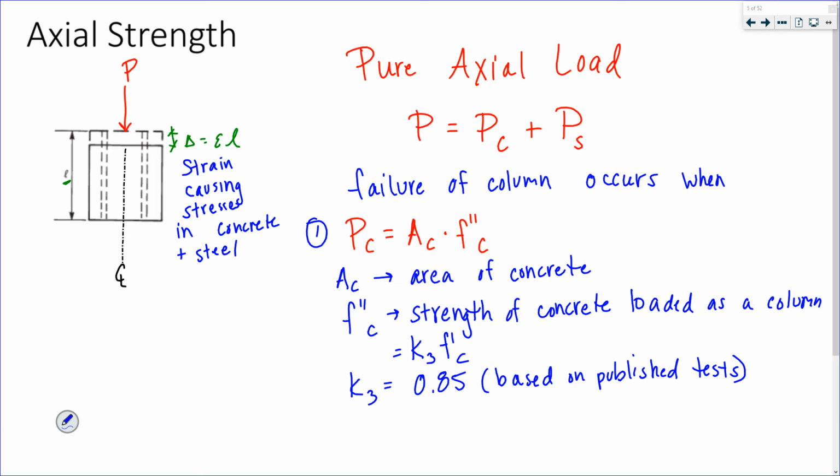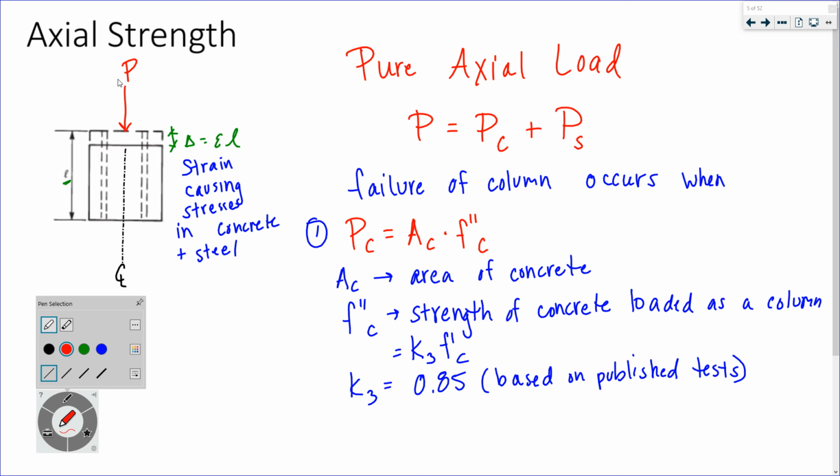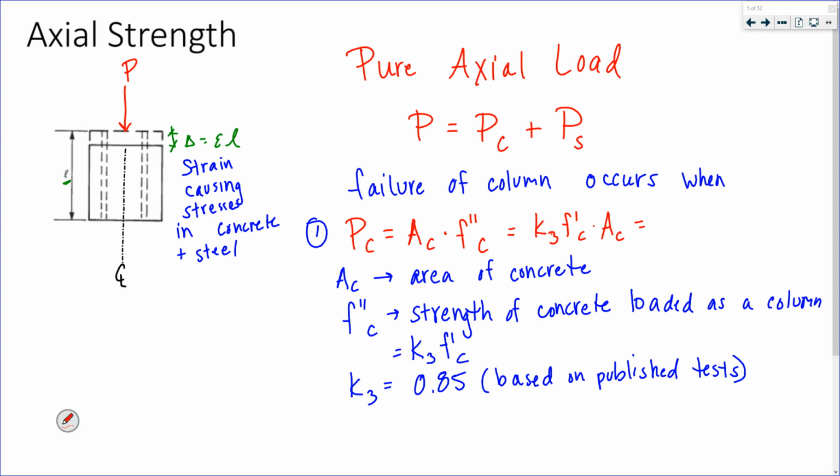So it's kind of like that beta 1 times 0.85 F prime C that you use when you're making your Whitney stress block from a parabolic distribution to an even distribution. Kind of think of it like that. So we're going to rewrite that into K3 F prime C times AC, or 0.85 F prime C AC.